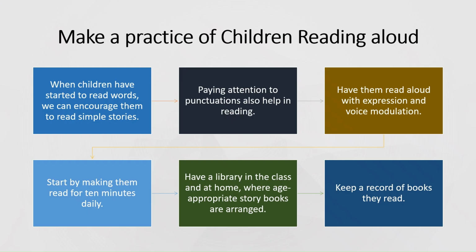Make a practice of children reading aloud. When children have started to read words, we can encourage them to read simple stories. Paying attention to punctuations also helps in reading. Have them read aloud with expression and voice modulation. Start by making them read for 10 minutes daily. Have a library in the class and at home where age-appropriate storybooks are arranged. Keep a record of books they read.